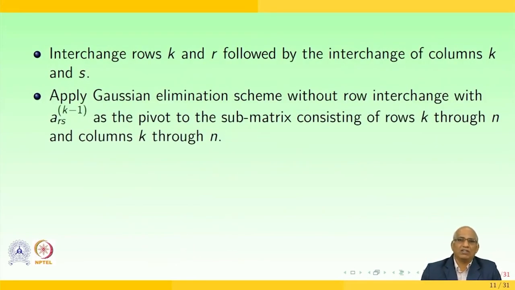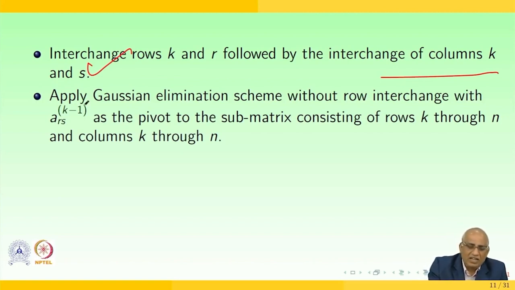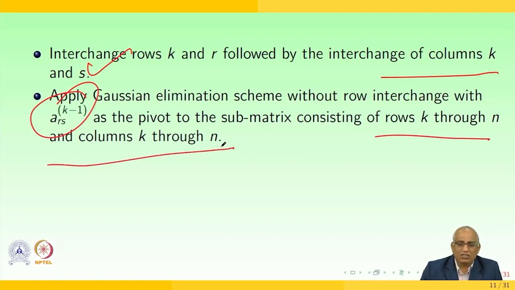So you will have interchange of rows k and r, followed by the interchange of columns k and s. I mean, r is actually changed to s. Apply the Gauss elimination scheme without row interchanges, with a_rk minus 1 as the pivot, to the submatrix consisting of rows k through n and columns k through n.